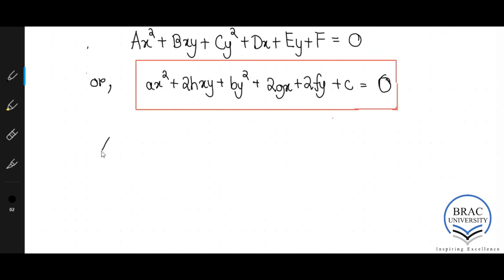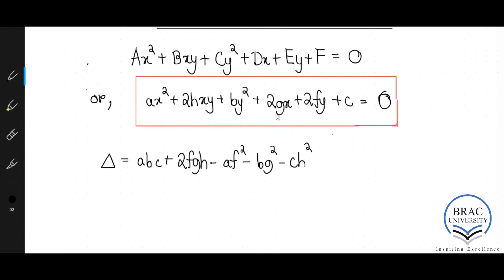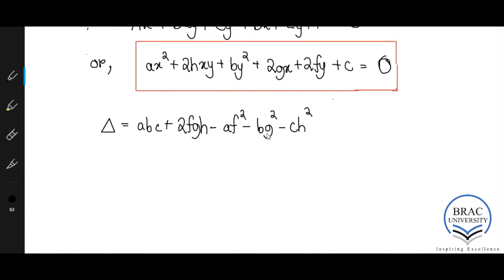Okay, so let us define delta as abc plus 2fgh minus af squared minus bg squared minus ch squared. This term would help us identify whether the general equation that we have gives us a degenerate or a non-degenerate conic. So if you're wondering where this came from, let's have a quick look at that.